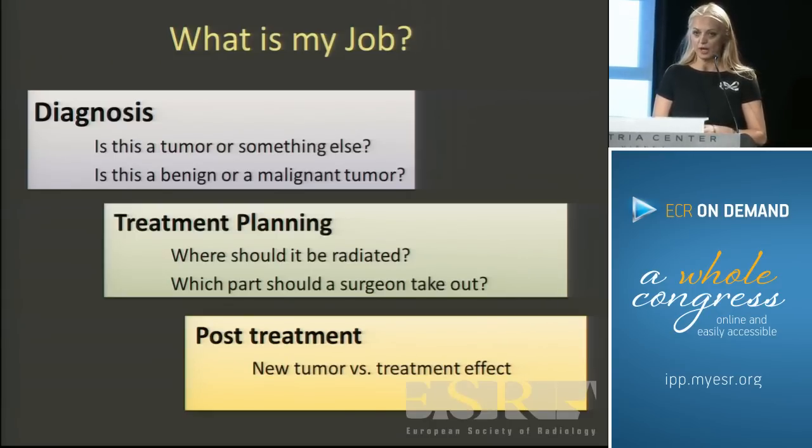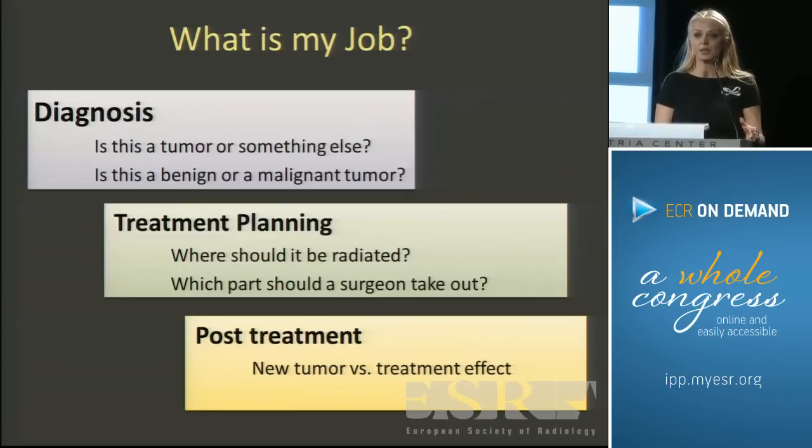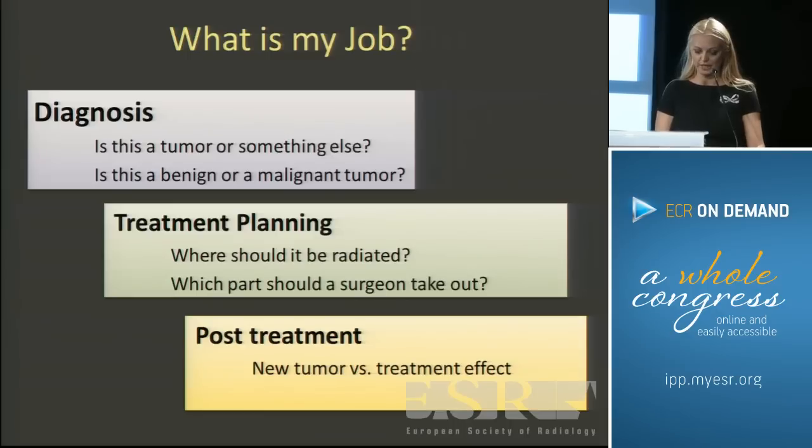So first of all, I will have to make the right diagnosis. I will have to tell them, is this really a brain tumor that they assume, or could it be something else, a non-tumoral lesion? If possible, I would like to tell them if this is a benign lesion, a benign tumor, or malignant. And if possible, I would like to tell them even which grade.